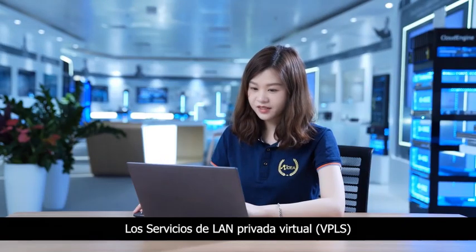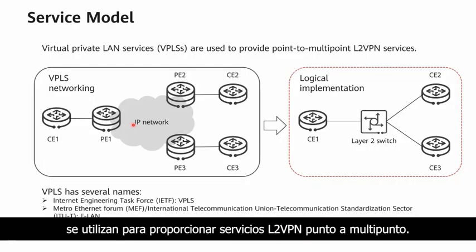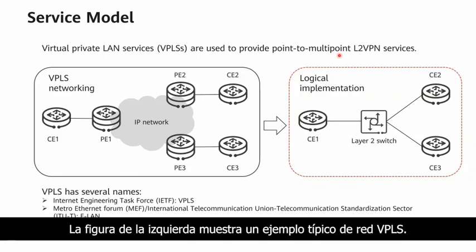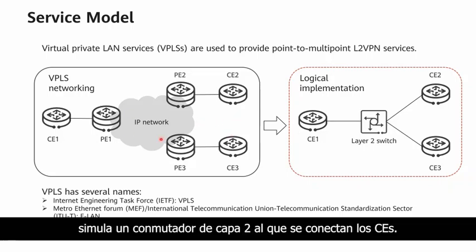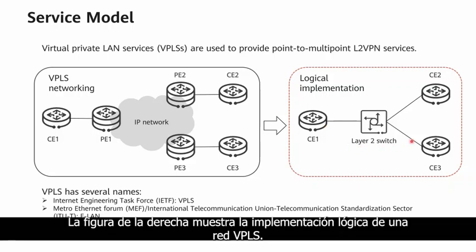Virtual private LAN services are used to provide point-to-multipoint L2 VPN services. The figure on the left shows a typical example of VPLS networking. We can see that the intermediate Layer 3 IP network simulates a Layer 2 switch to which CEs are connected. The figure on the right shows the logical implementation of a VPLS network.